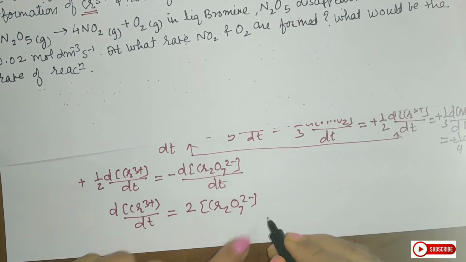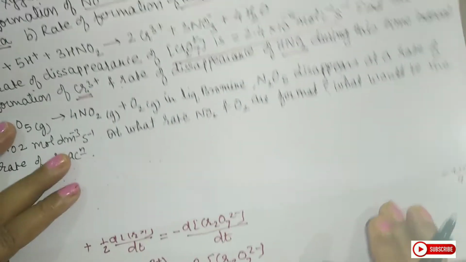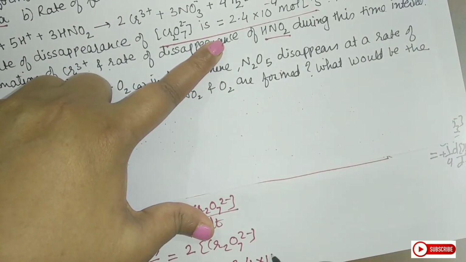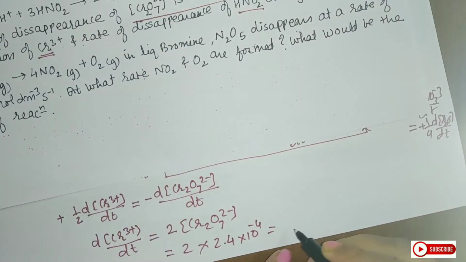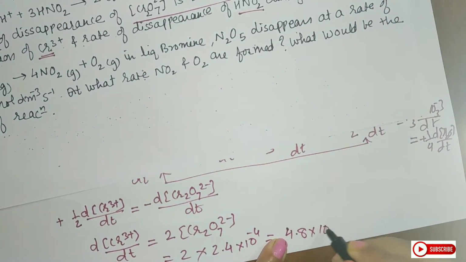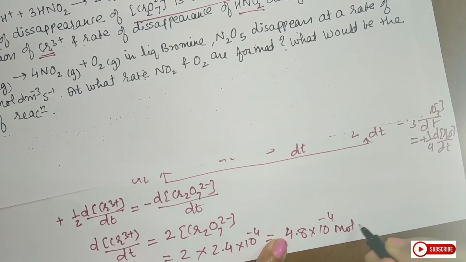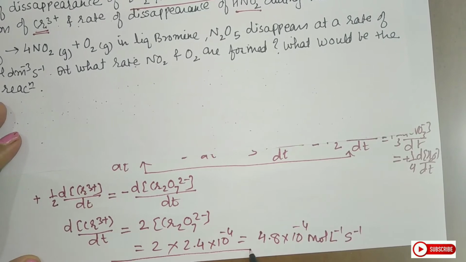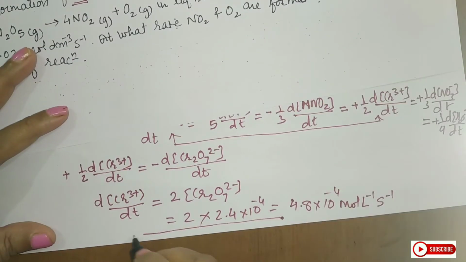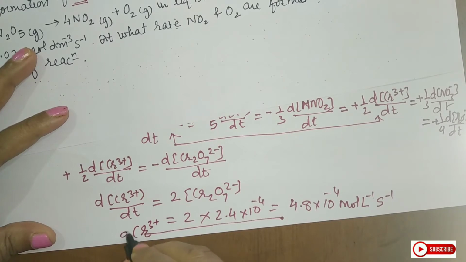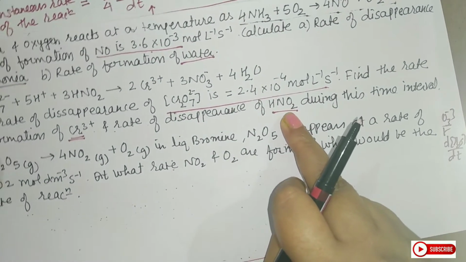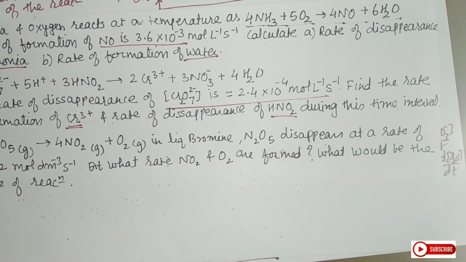So what is that dichromate ion? That is 2 into dichromate ion concentration is 2.4. So we will substitute this as it is into 10 raised to minus 4. So your answer is 4.8 into 10 raised to minus 4. So unit you have to copy as it is, mole, liter inverse, second inverse. So we have calculated the concentration of chromium ion here, that is Cr3 plus concentration you have calculated with respect to time. Now let us go for the second one, and that is nitrous acid. So let us see how to do for this.